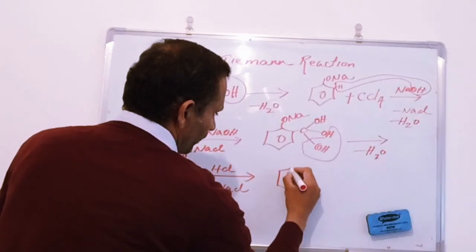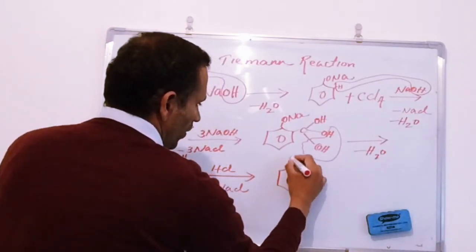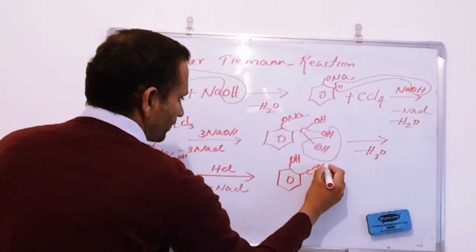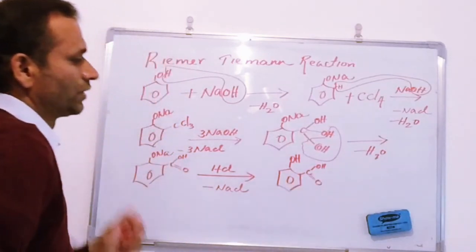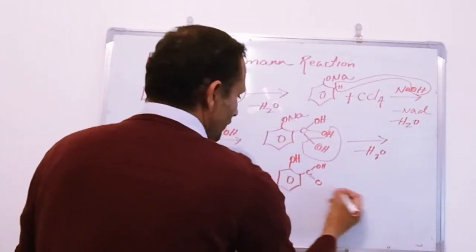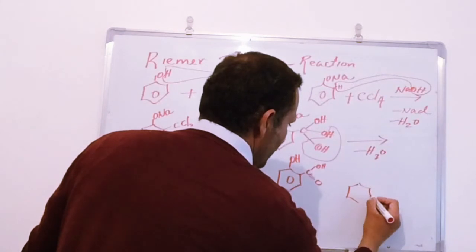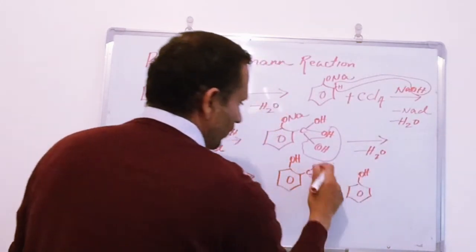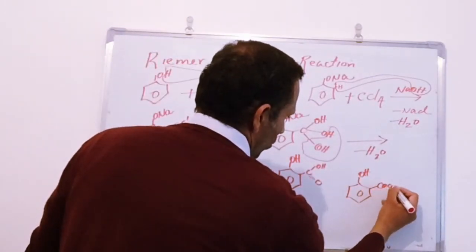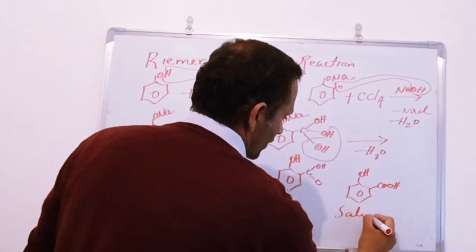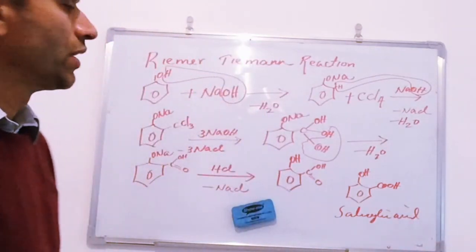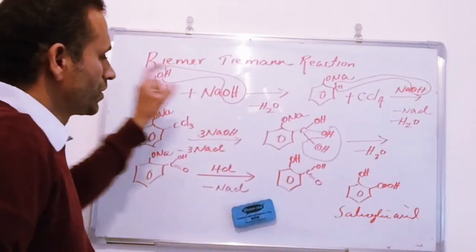So we will be having OH here, and here COOH, and there is a double bond. So we can write this compound like this: a benzene ring, and here the OH group, and when we combine all these groups, COOH, this is called salicylic acid. Salicylic acid. So we converted phenol to salicylic acid.